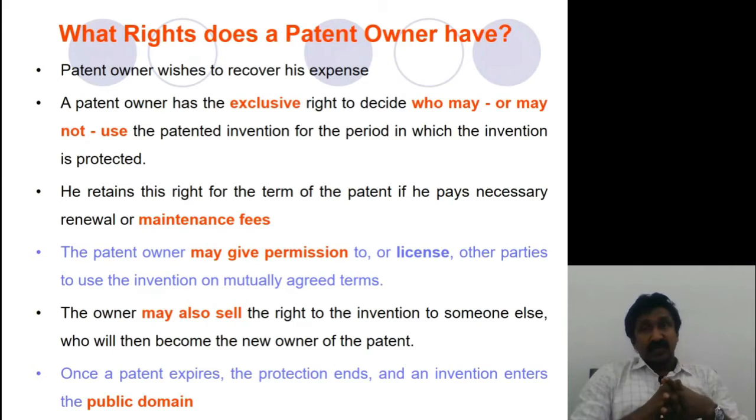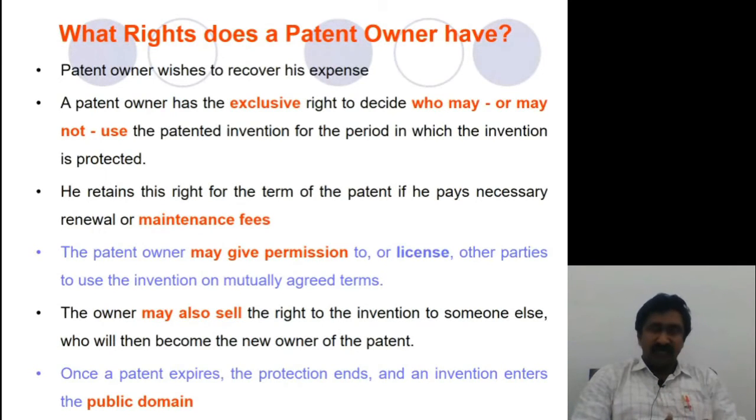And he retains his right for the term of the patent, that is the 20 years, if he pays the necessary renewal fees or maintenance fees. So that is compulsory. That doesn't mean that once you get a patent, it gives you unlimited protection for the entire period of 20 years. There should be an annual fee paid by the patent owner, a patent renewal or maintenance fee, and that should be given to the government for the maintenance of the patent.